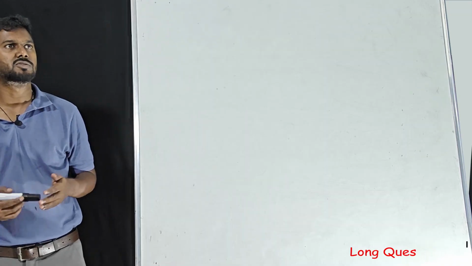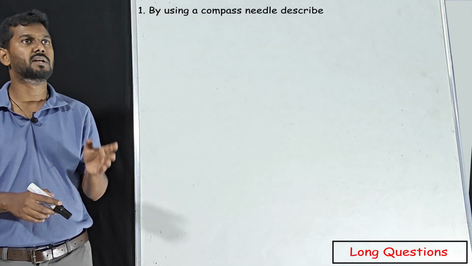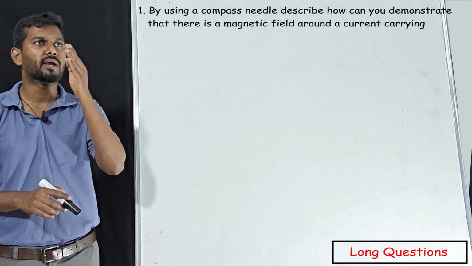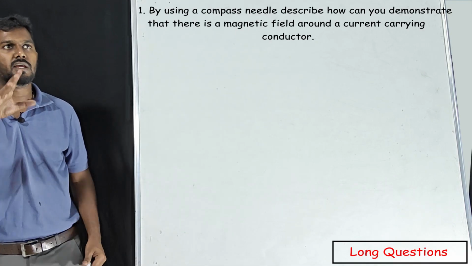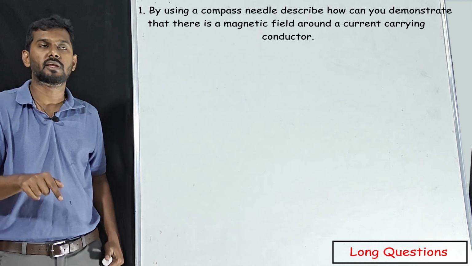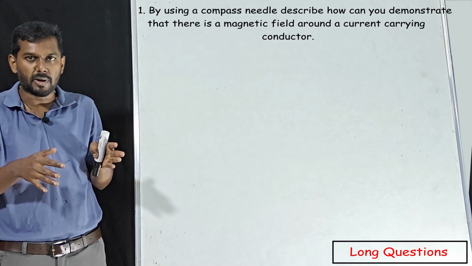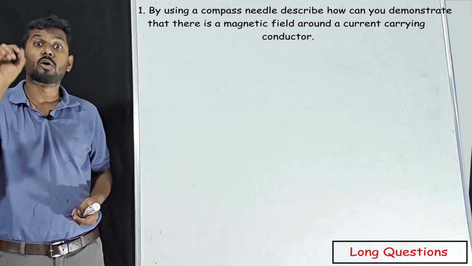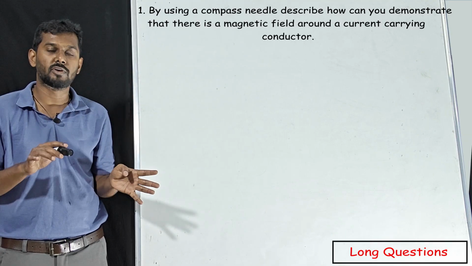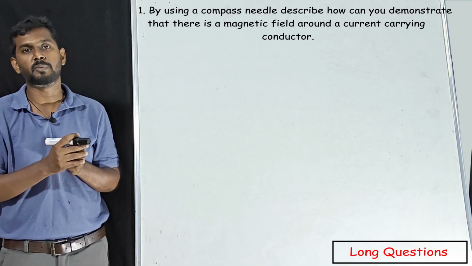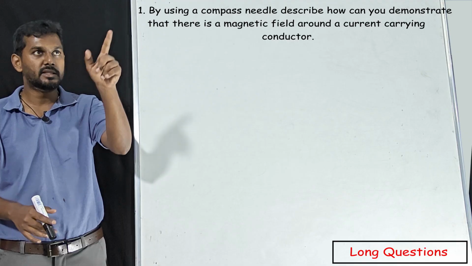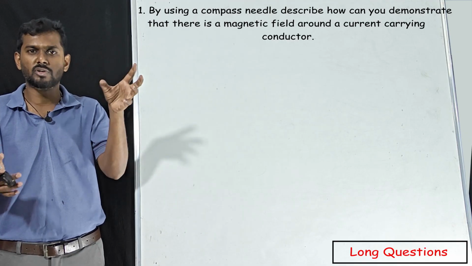That's it. Our next question: by using a compass needle, describe how you can demonstrate that there is a magnetic field around a current carrying conductor. See, these kind of questions will not be asked, but the important thing is, based on this kind of experiment, the questions will be created. But this experiment we have learnt in the concept video. This was our first experiment, so that's why we are going to skip it. There is no logical question in this, just an experiment. We have to describe it.